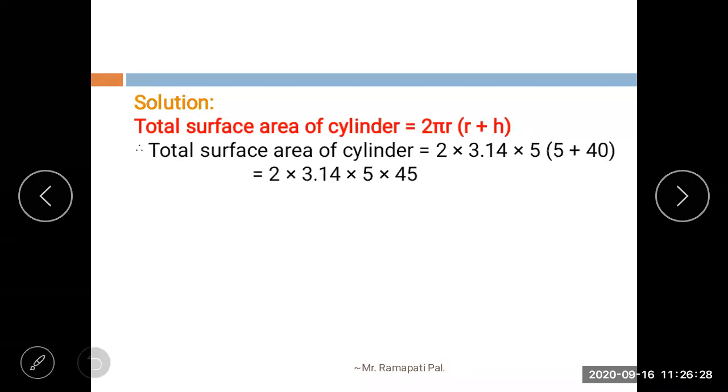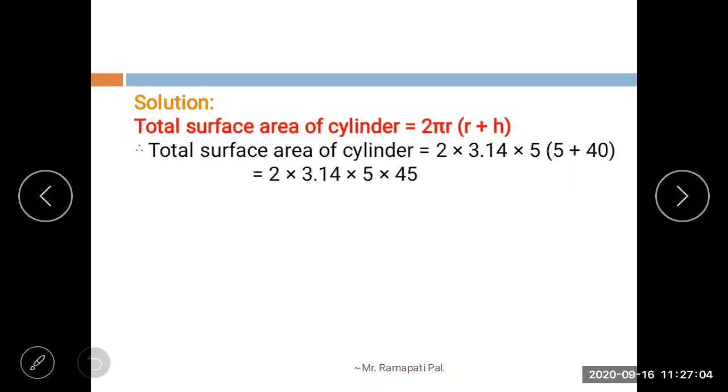Now here 45 into 2, that is 90, into 5. Now 450 into 3.14. In that also the point will shift because 0 is there. So it becomes 45 into 31.4. Now you can multiply and you can write the answer.